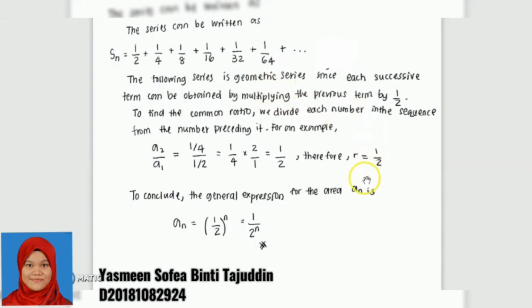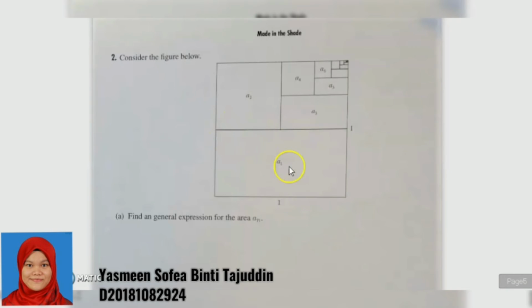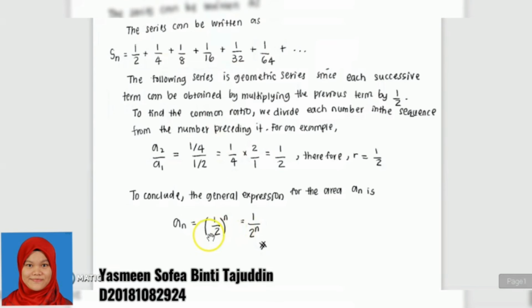To conclude, the general expression for the area A_n, from the figure, is A_n equals 1/2 to the power of n, or we can also write it as (1/2)^n. That's all from me for question 2A. Thank you.